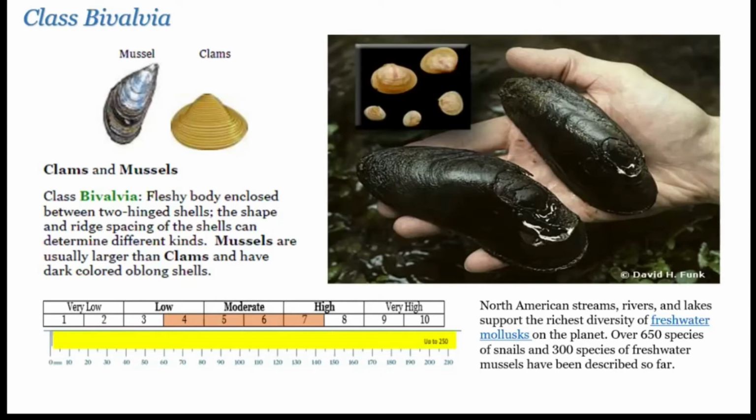Their tolerances are kind of all over the map, from low to moderate to high. Most of the time, they're going to be low to moderate, especially the mussels, and the clams are going to be moderate to high. And they get pretty big, as you can see in that picture, and you see from my scale below.